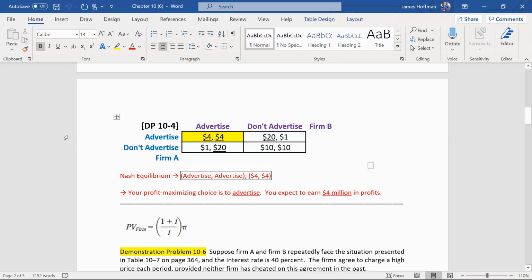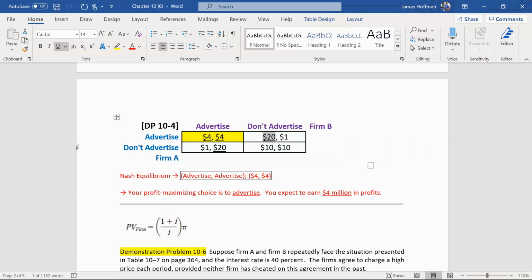So what you want to do is determine, we're basically defining a Nash equilibrium because there's no agreement yet. And so let's see what each firm would do in response to the other firm. If firm B advertises, firm A would advertise, okay, because the 4 is bigger than the 1. If firm B doesn't advertise, firm A would again advertise and get 20 because if they don't advertise, they get 10.